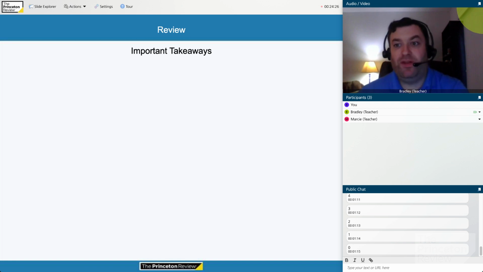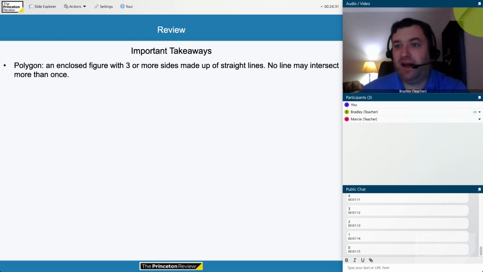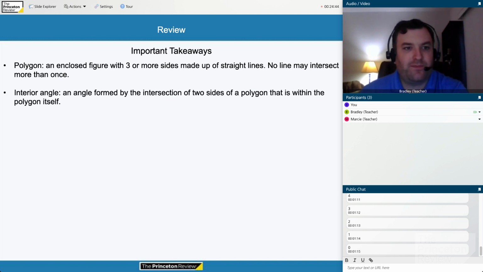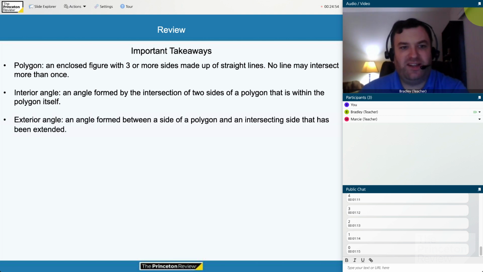So let's talk about some important things that you guys should be taking away here. First off, the definitions. A polygon has to be an enclosed figure with 3 or more sides made up of straight lines. So a circle is not a polygon. And no line may intersect more than once. So like an X is not a polygon. And an interior angle is just an angle formed by the intersection of two sides of a polygon that is within the polygon itself. And the exterior angle is just going to be an angle formed between a side of the polygon and an intersecting side that has been extended, as we just saw.